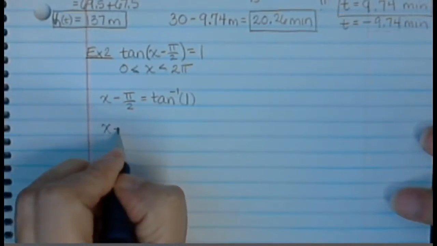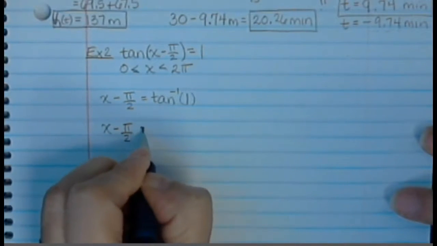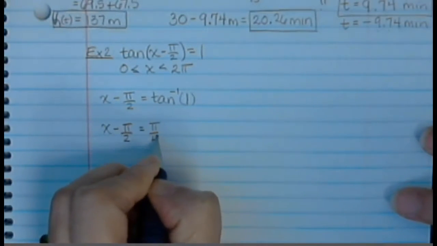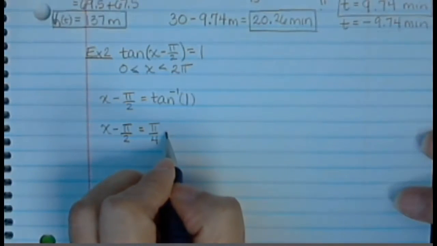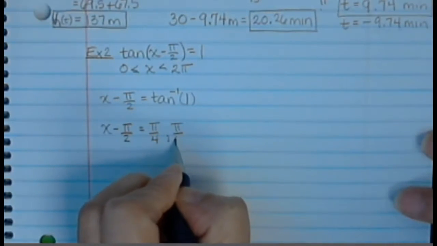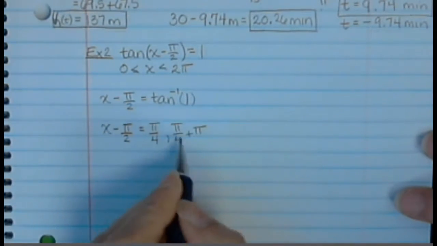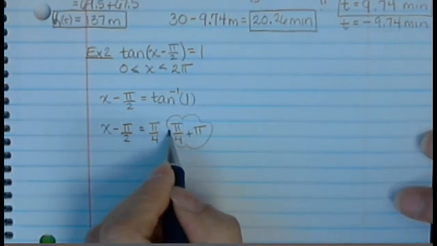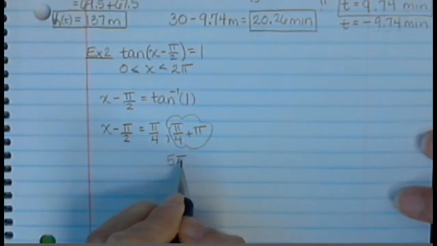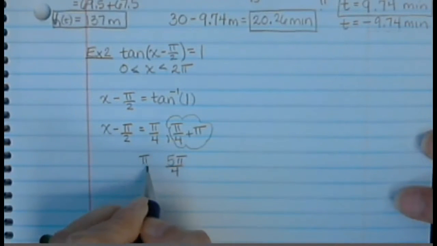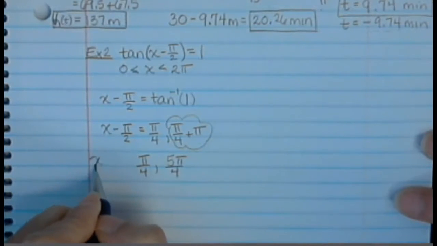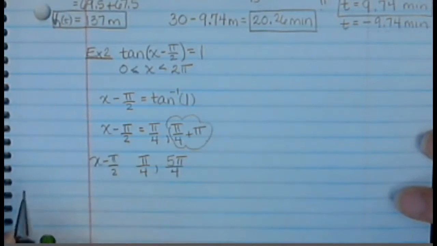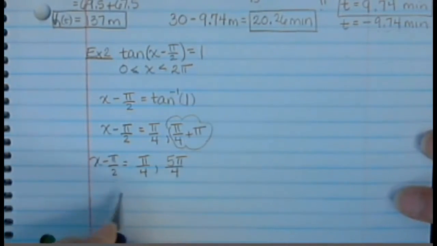So we found this to be x minus pi over 2 is equal to pi over 4. But remember, it also happens on the other side, pi away. So it also happens here as pi over 4 plus pi. And again, we can change this part to 5 pi over 4 and pi over 4. Those are our values for x minus pi over 2. So we're going to get each one individually.